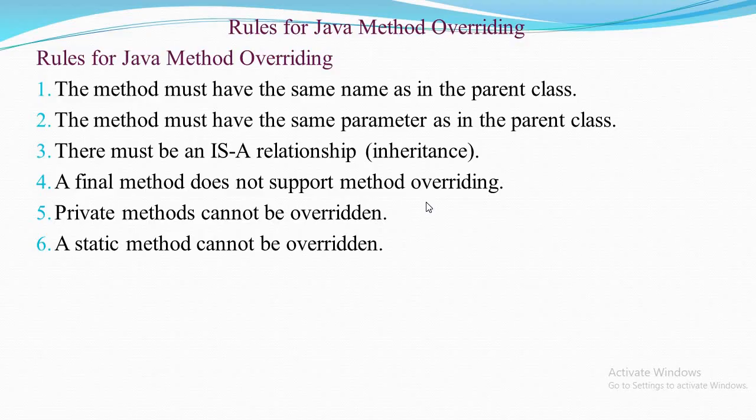Rules for method overriding. The method must have the same name as in the parent class. Then the method must have the same parameters as in the parent class. We are using the IS-A relationship. The final method does not support method overriding. Private methods cannot be overridden. Static methods cannot be overridden.